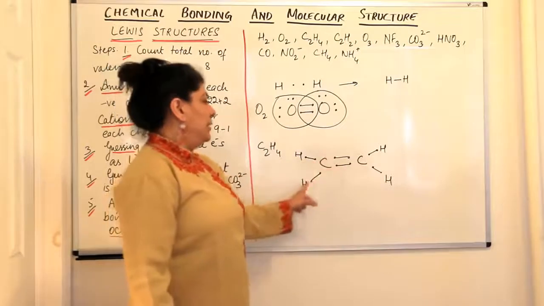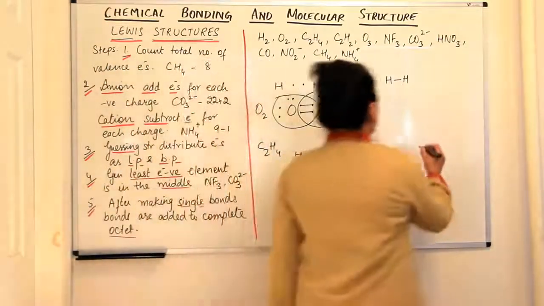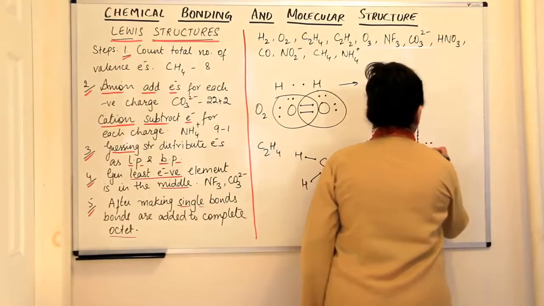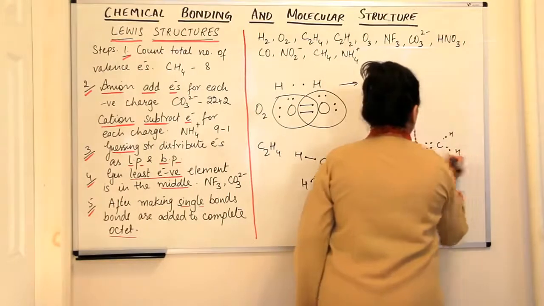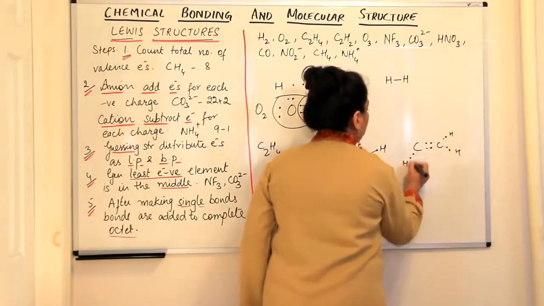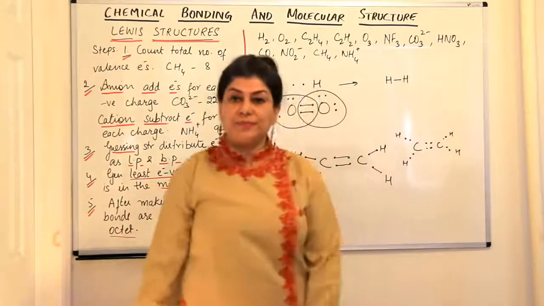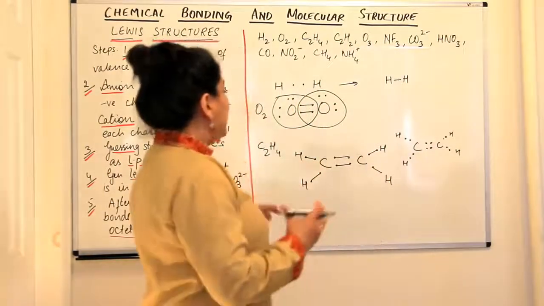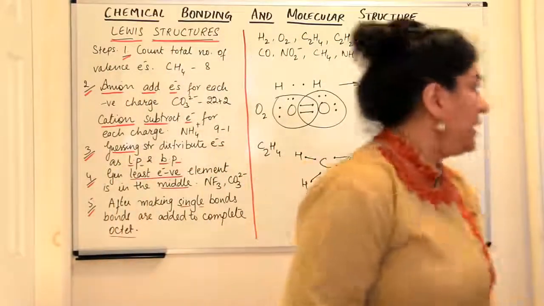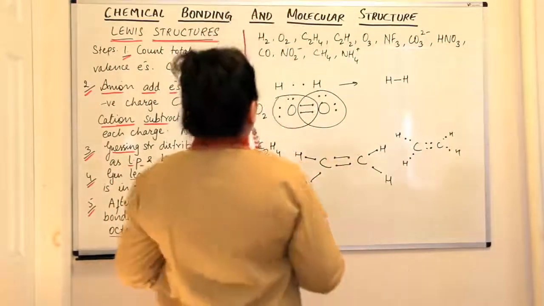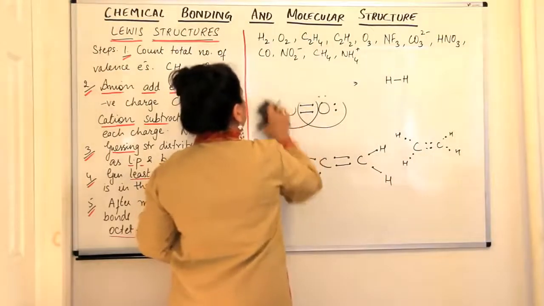If you remove the lines, that would be the Lewis dot structure. That is carbon with 2 bonds with carbon, a bond with hydrogen here, a bond with hydrogen here, a bond with hydrogen here, and a bond with hydrogen here. Right? So this is how you'll make a molecule of ethene. Let us now come to the next example. After ethene, we have ethyne. So let's make ethyne now.